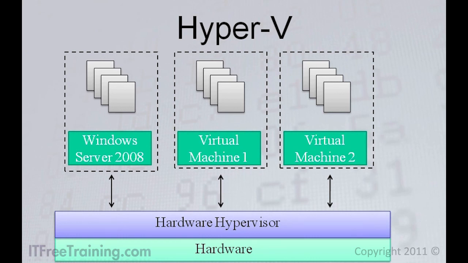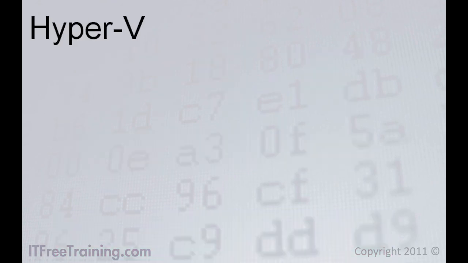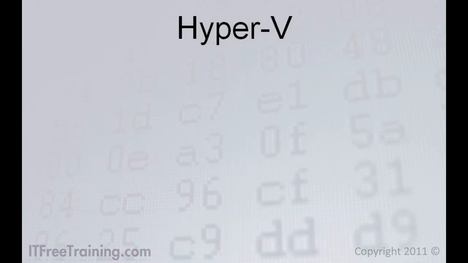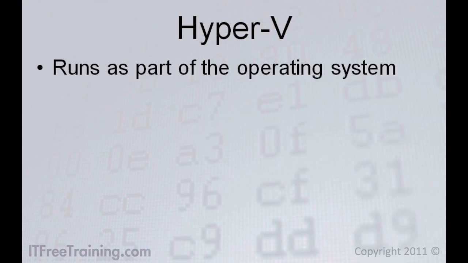Hyper-V is Microsoft's latest virtualization software, and currently only available on Windows Server 2008. What makes Hyper-V different from other virtualization software is that it runs as part of the operating system. Other virtualization software runs as an application on top of the existing operating system. Running as part of the operating system makes Hyper-V faster than other virtualization solutions.